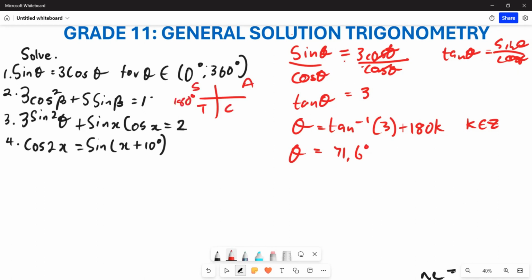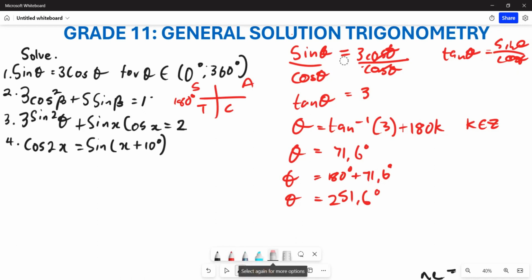So another value of theta, where theta is positive, is 180 degrees plus your theta, which in this case is 180 degrees plus 71.6 degrees. Altogether, the other value of theta is given by 251.6 degrees. So these are the two solutions of theta that you're going to have, right? Now let's move swiftly to our second one.